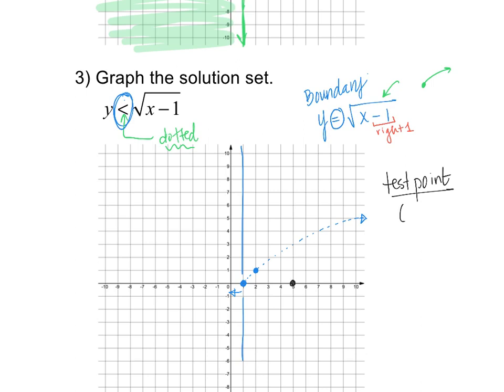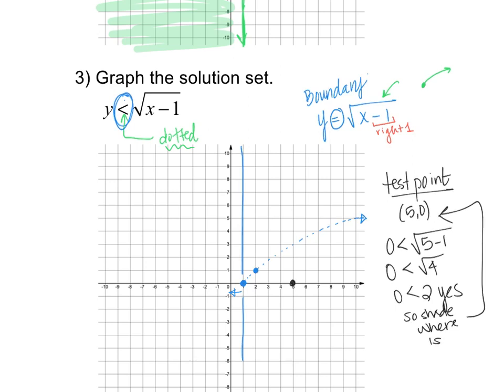5. So I'm going to test 5, 0. If it's true, I would shade everywhere that 5 would be. If it's not true, then I would have to shade everything above. So 5, 0, plugging it in is going to be 0 is less than the square root of 5 minus 1. Is 0 less than, this would be the square root of 4, which is 2. Is 0 less than 2? Yes. So you need to shade where that point is.